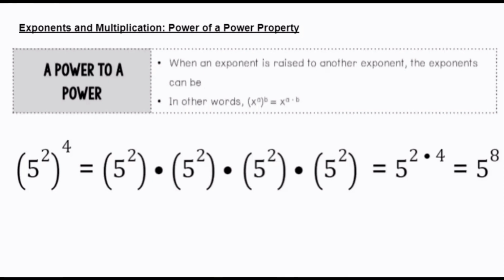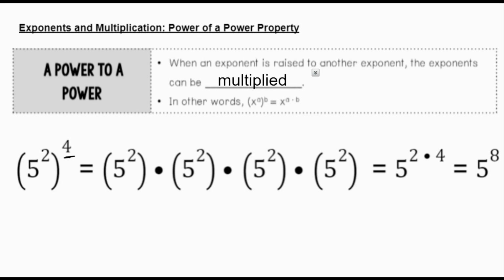Looking at our next property, we have the power of a power property. So a power to a power. When an exponent is raised to another exponent, the exponents can be multiplied. In other words, if we have x to the a to the b power, we would have x to the a times b.